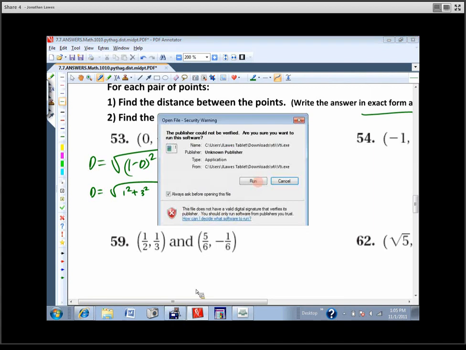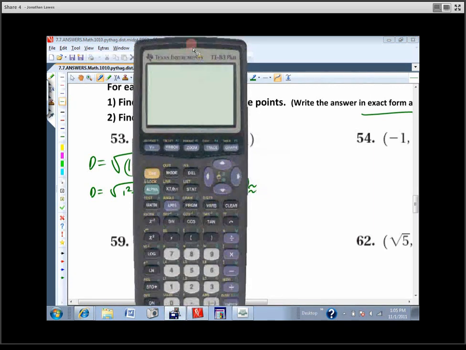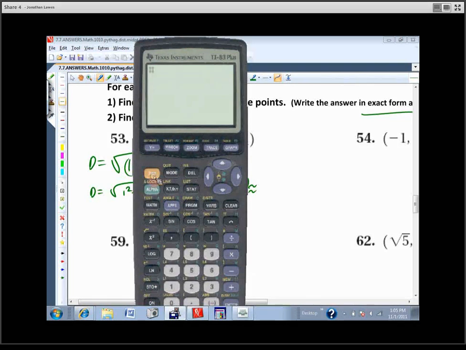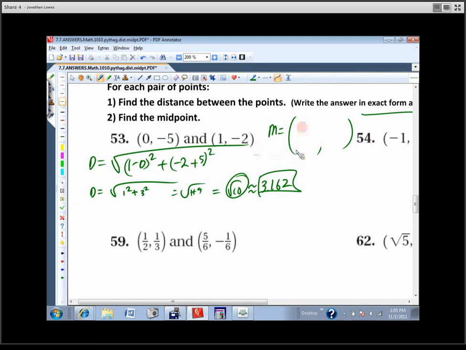What is it as a decimal? All you have to do is grab your calculator, just type in radical 10. Oops, clear, quit. What was it? 3.162. Accurate to 3 places. 3.162. Okay? And then they want you to find the midpoint.